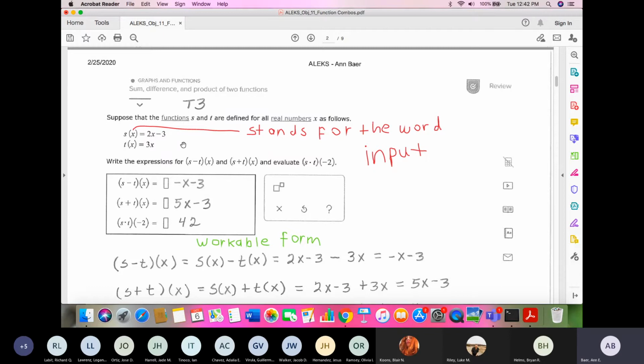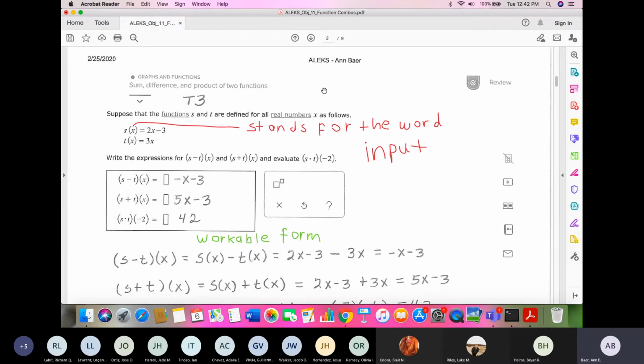So let's take a look at this. We're going to start with sum, difference, and product of 2 functions. And then we're going to do a topic that talks about quotients. So we're going to do something we can relate to better before we get to composition.